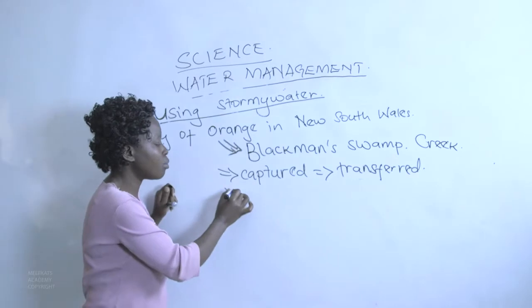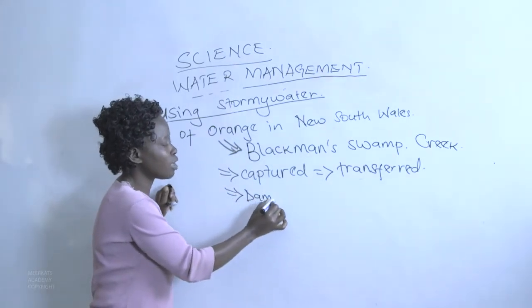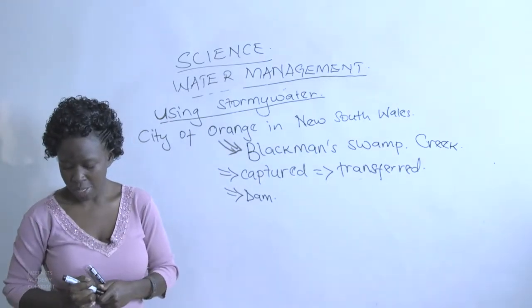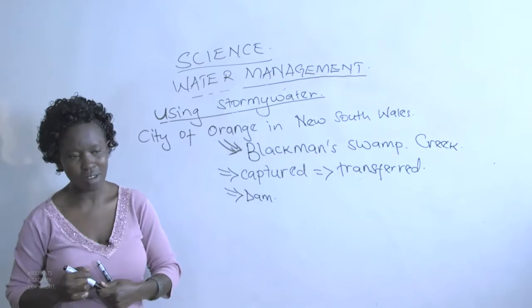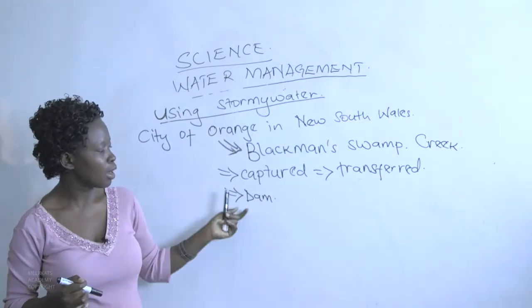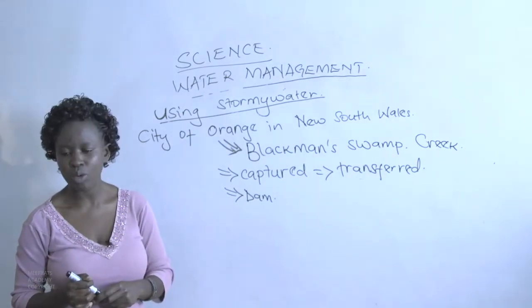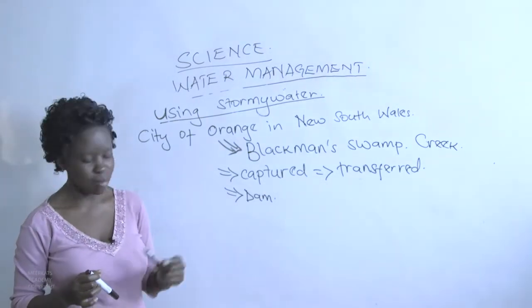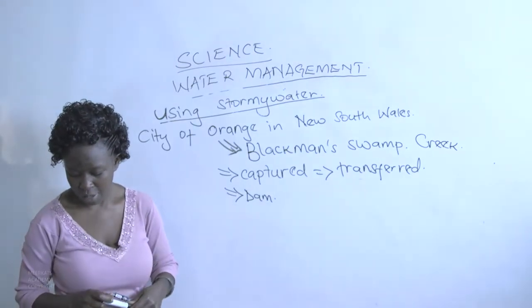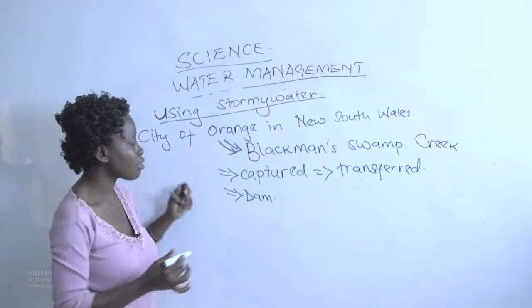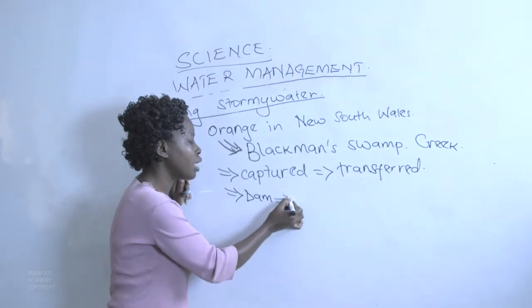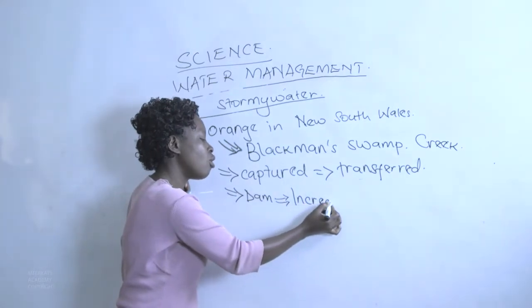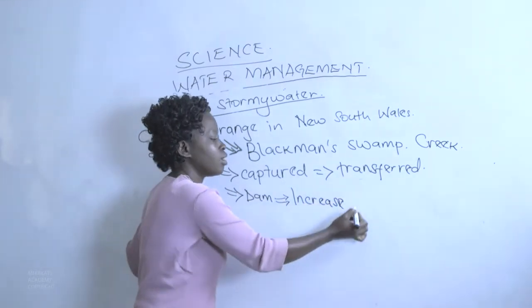So we have a dam nearby, and the water captured from this region is transferred into it. Then after it is transferred into that dam, we said earlier that a dam is used to collect water, then it stores it for future purposes. So this dam collects the water, and after it has collected the water, this water will then increase the availability of water in that given region.